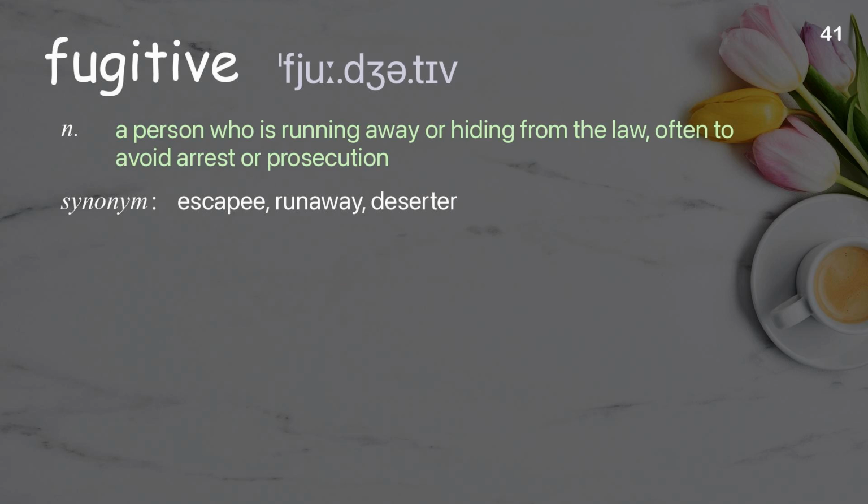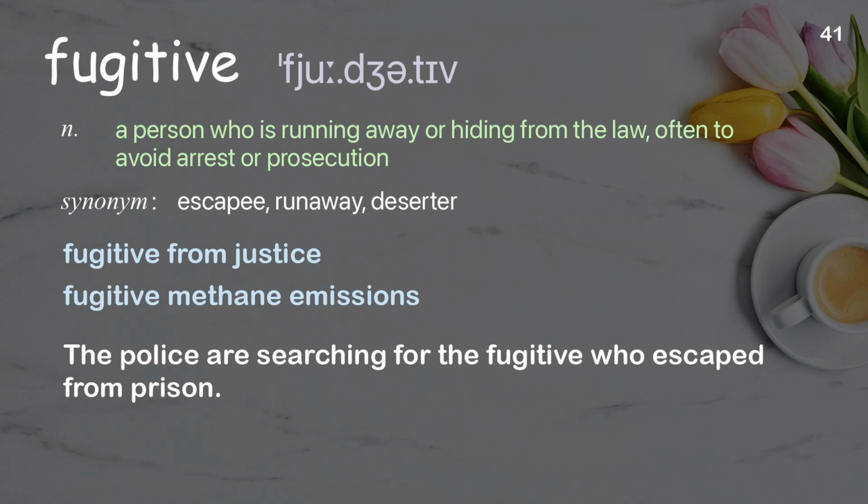Fugitive. A person who is running away or hiding from the law, often to avoid arrest or prosecution. Examples: fugitive from justice, fugitive methane emissions. The police are searching for the fugitive who escaped from prison.